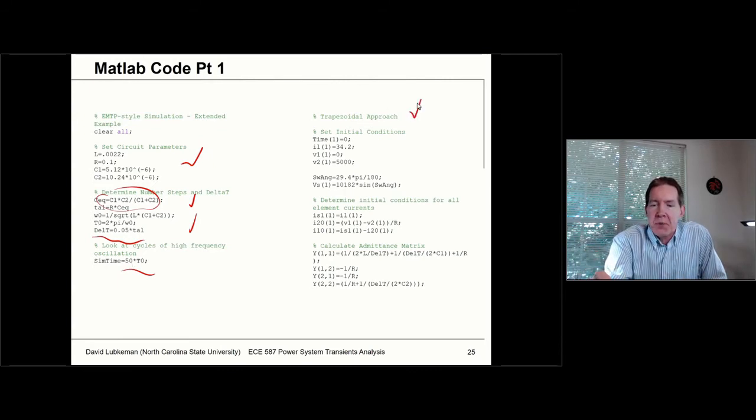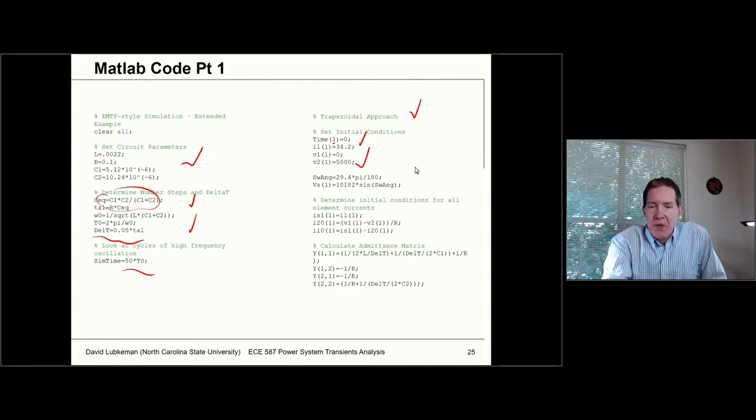So for the trapezoidal rule, I've got to have the initial values for all these different elements. And then I would go ahead and set my first value for time equal to 0. And note that I'm using an index of 1 to represent time equal to 0.